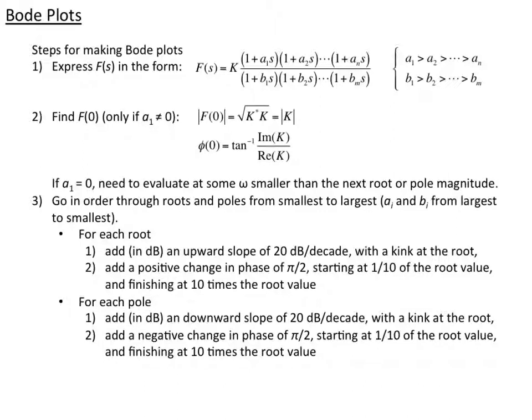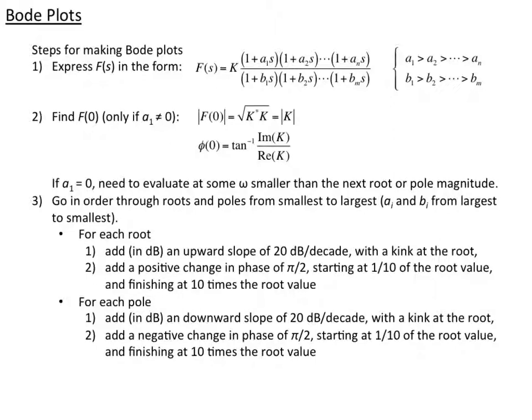If A1 equals 0, which I actually mean that 1 over A1 is 0, then we're going to need to evaluate this at some very small value of omega, because it's not going to have a value at omega equals 0. So now I just go through in order of the poles and add a thing for each. Every time I come to a root, I make the slope of my response function in this log plot go upward 20 decibels per decade more, with a kink in this value at the root.